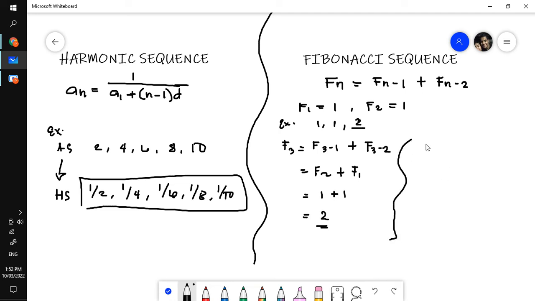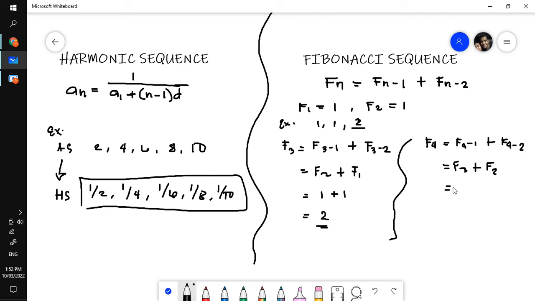Now let's look for the fourth term of this sequence. f sub 4 is equal to f sub 4 minus 1 plus f sub 4 minus 2. So let's continue. We have here f sub 4 minus 1, that's f sub 3, plus f sub 4 minus 2, that is f sub 2, since 4 minus 2 is 2.